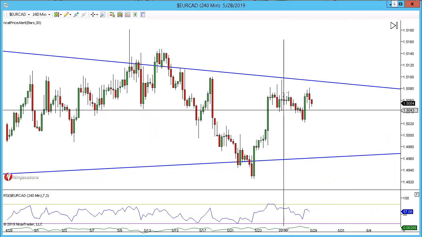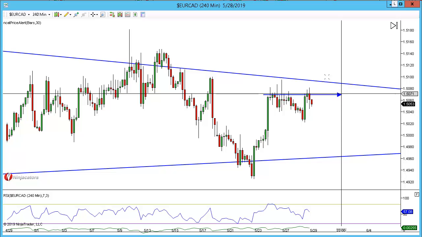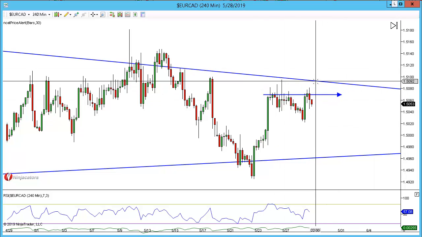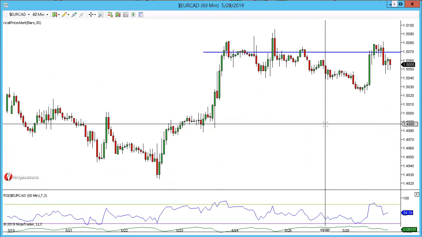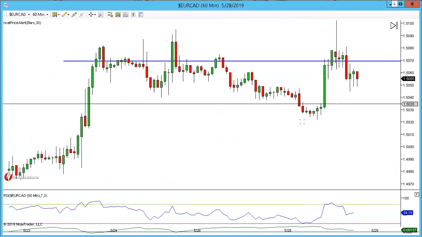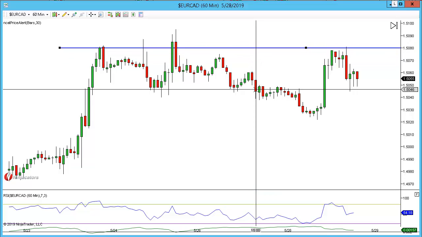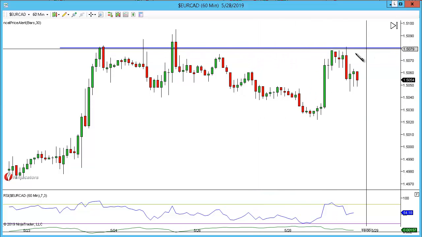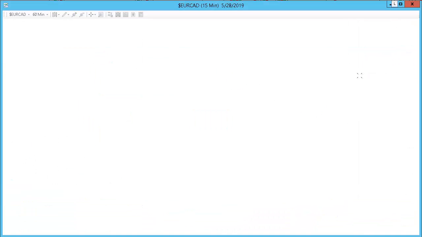Here on the 240, we're kind of up in this zone, retesting this area. This is not a valid double top for me. I'm waiting for the market to go higher. Here on the 60, not a great deal. Really all we've seen is a bullish move here and then a bearish candle and then just sideways consolidation.